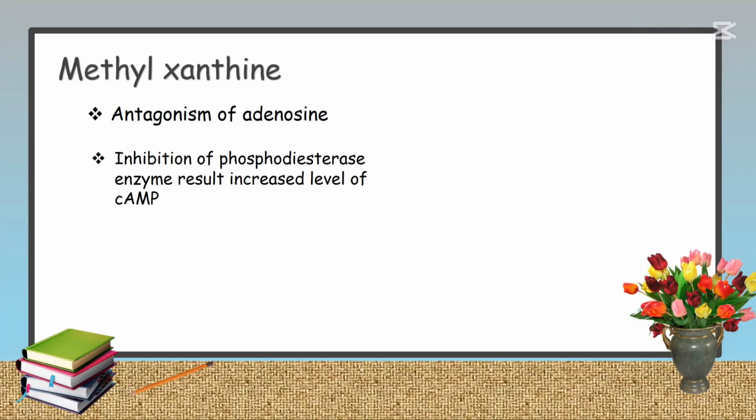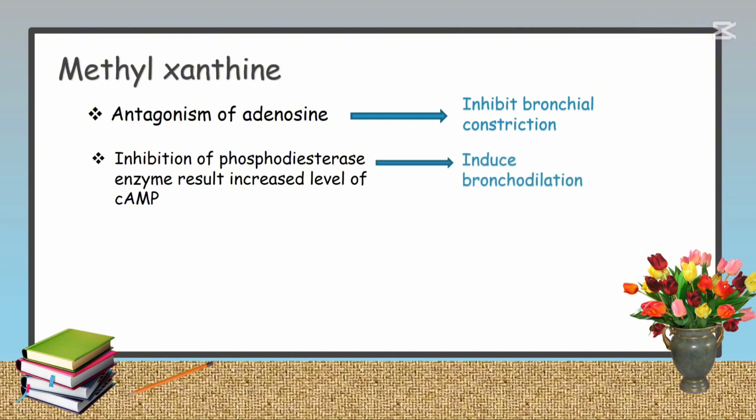Methylxanthine drugs. They antagonize the adenosine receptor, which prevents bronchial constriction, and inhibition of the phosphodiesterase enzyme causes increased levels of cyclic AMP, which leads to bronchodilation. It is used as an anti-asthmatic agent, even though it also acts on the central nervous system and cardiovascular system.